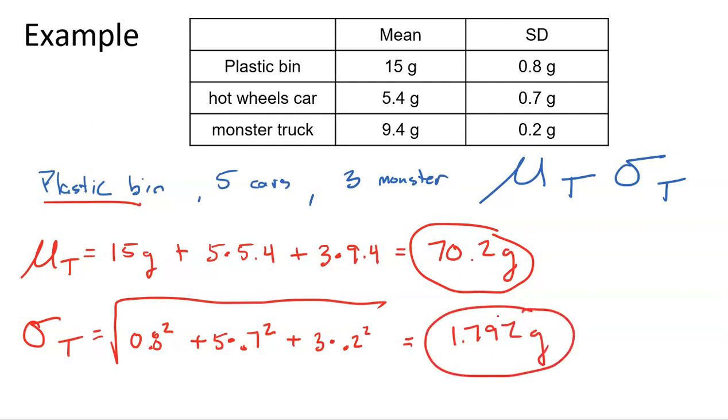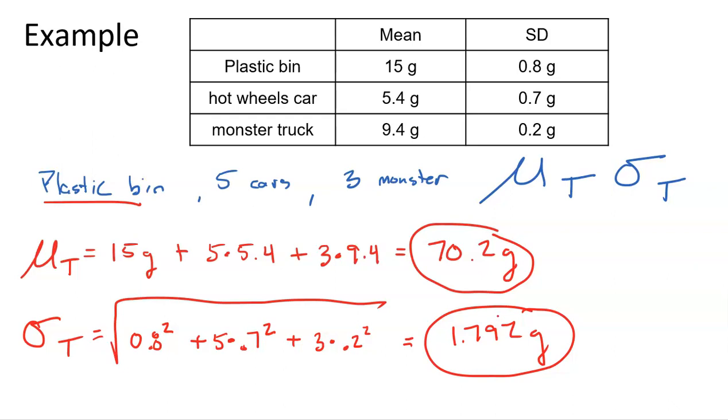So in this plastic bin, I have 5 cars and 3 monster trucks. I expect the total weight of that plastic bin with the cars and trucks to be 70.2 grams. But because every one of those objects varies a little bit, the total could be a little bit more, could be a little bit less, and that's where the standard deviation kicks in.